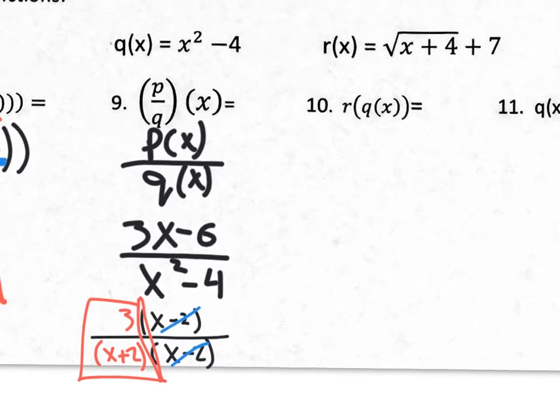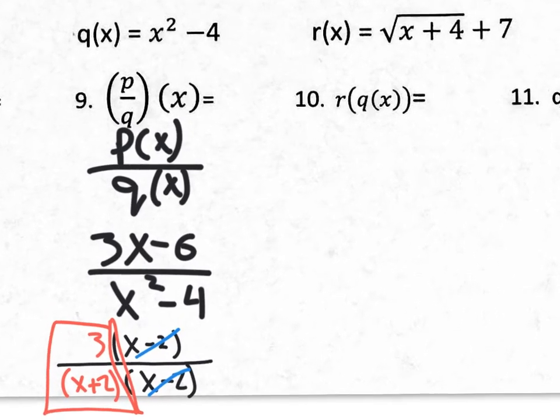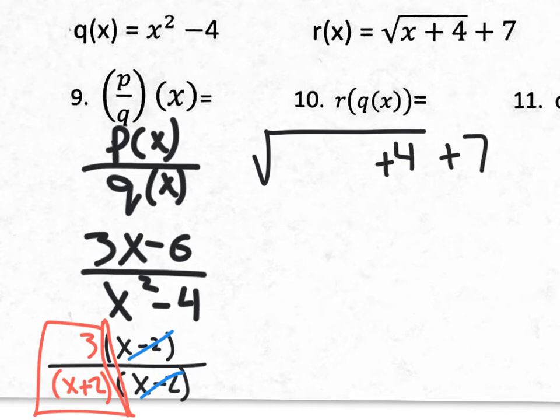Number 10 is saying to take your q of x function and plug it into your r of x function. So again, working from the inside out, take your q of x function, put it inside your r of x function. So that means I want to take my q of x function, which is x squared minus 4, and plug it inside my x value right there, my input spot for my r of x function. So it'd be a great idea to start by rewriting your r of x function, which is a square root of x plus 4 with the plus 7 on the outside.